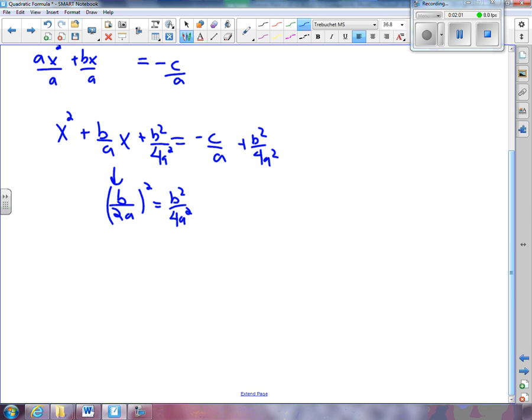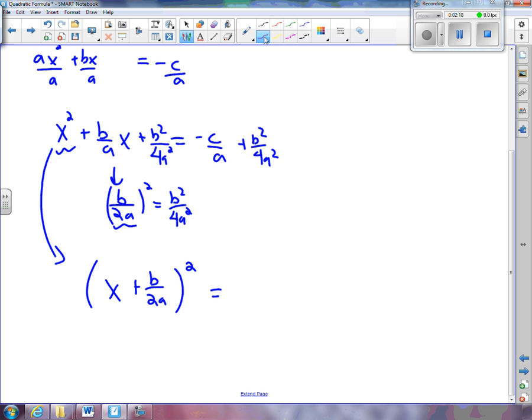The next step is to rewrite this as a perfect square trinomial. In order to rewrite that, it's always just going to be x and whatever half of that middle term was. So x plus b over 2a squared. Now, it's probably a good idea to simplify this side so that it's an easier calculation. If I'm going to add these two things together, I need a common denominator, which means that my common denominator is going to be 4a squared. So I'm going to multiply this by 4a over 4a. So now that makes this negative 4ac over 4a squared plus b squared over 4a squared.